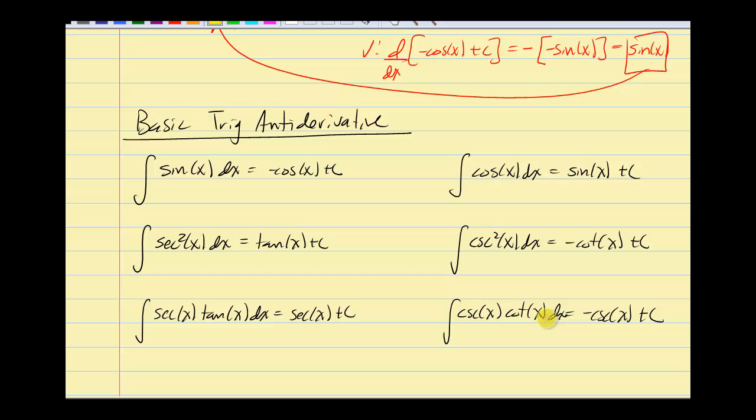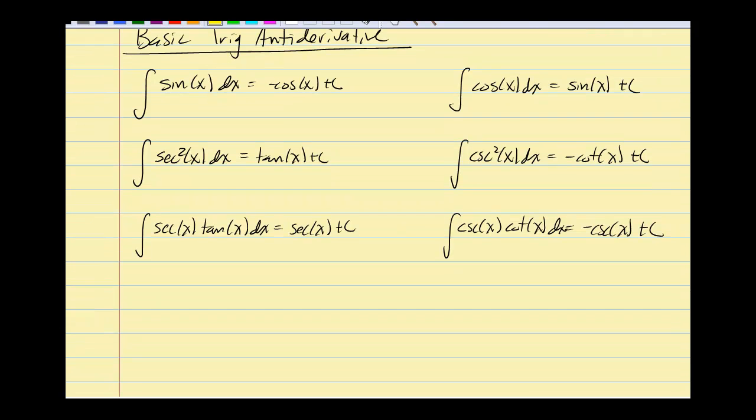And our last one here, let's start with the derivative. The derivative of cosecant of x is negative cosecant x cotangent x, therefore the integral of cosecant x cotangent x is negative cosecant x. Now everything that we've looked at here, the arguments are all just basically x, but that's not always going to be the case.